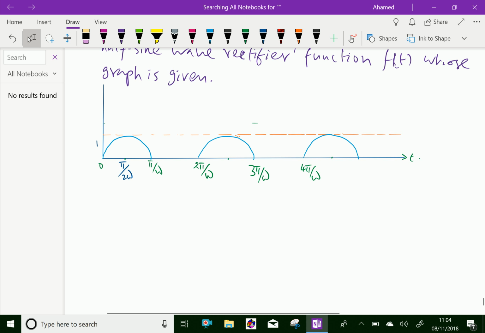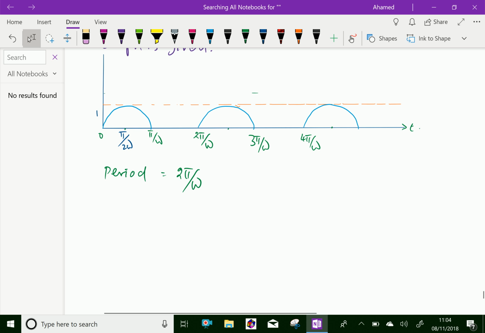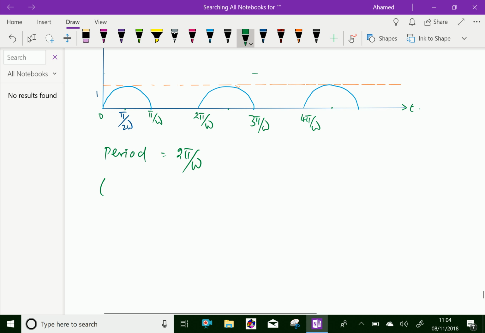Now from the graph it's obvious that f of t is a periodic function with period 2 pi by omega. Here the period is 2 pi by omega. Therefore this graph passes through point 0, 0. Therefore the points may be 0, 0 and pi by 2 omega, a, and pi by omega, 0. These are the coordinate points.